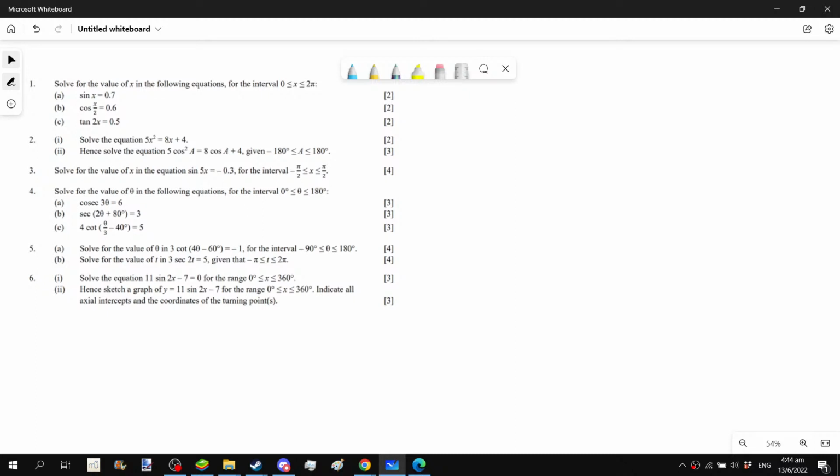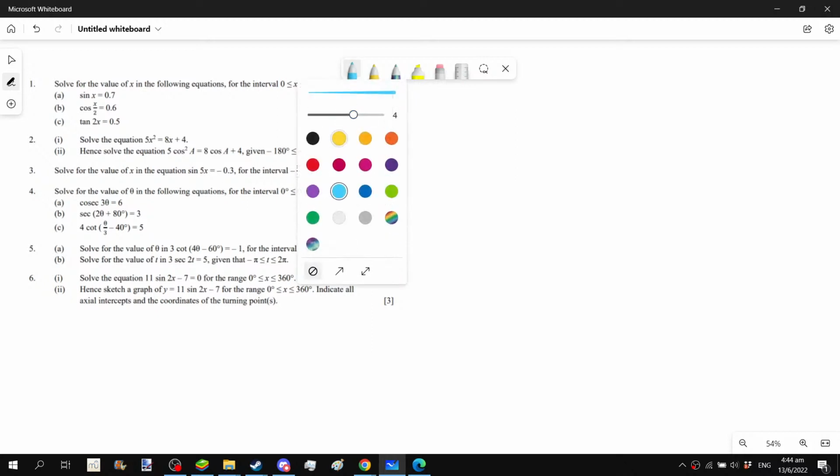Right, so for the first few problems, they're all exceedingly simple, but just for coverage's sake, let's go through them anyway.